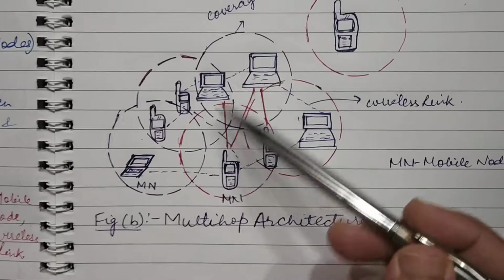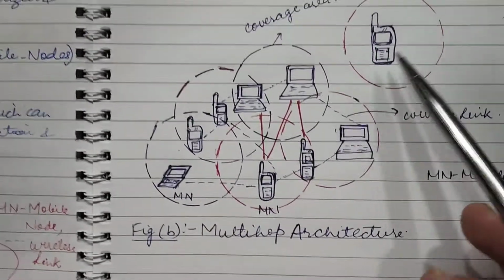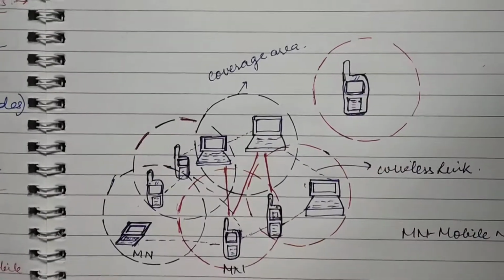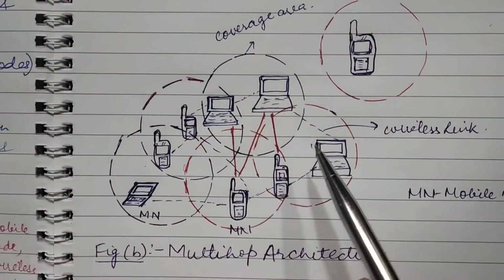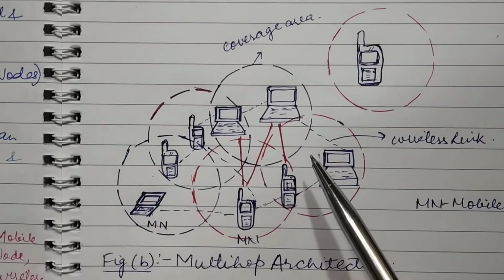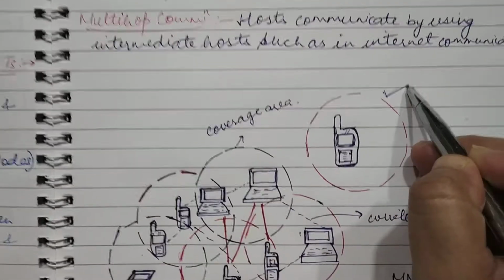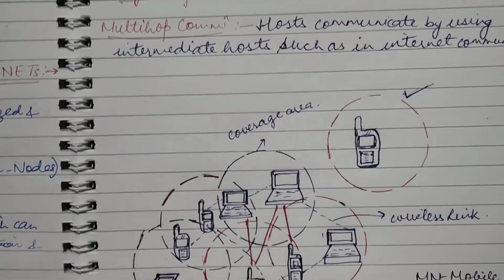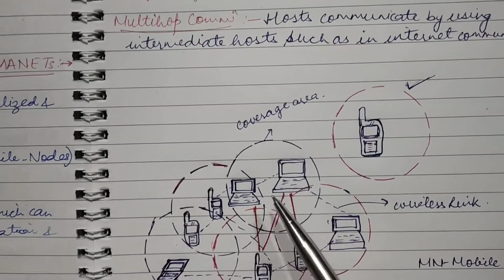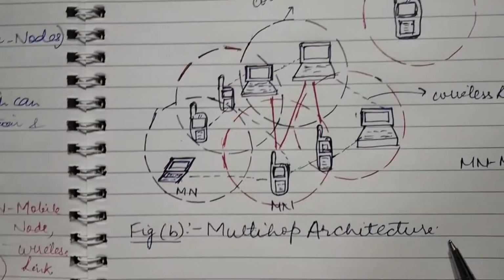Like you can see here, there are many coverage areas, and a few of them are intersecting each other. There is one which is separate, and sometimes some host may be isolated, which may not be in any of the coverage areas of the network. Like you can see here, this one is not lying in the coverage area of any of these networks. This is called the multi-hop architecture.